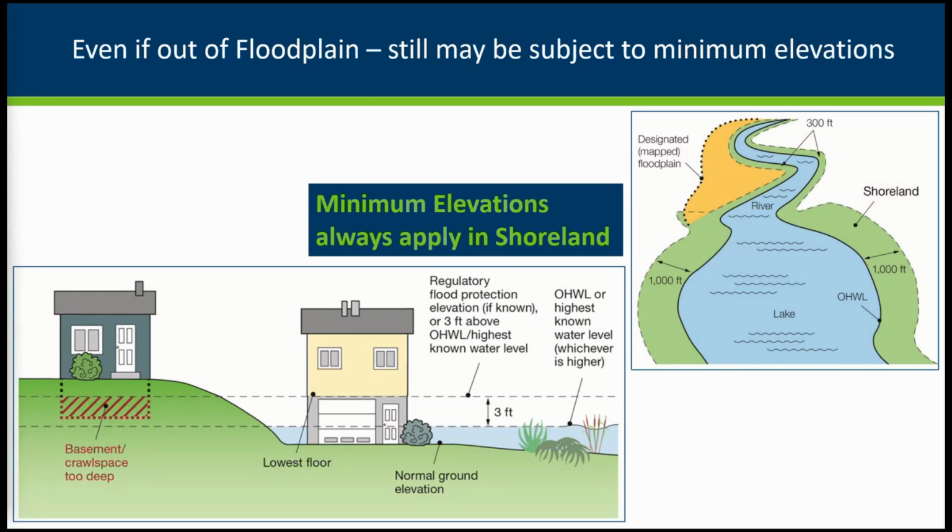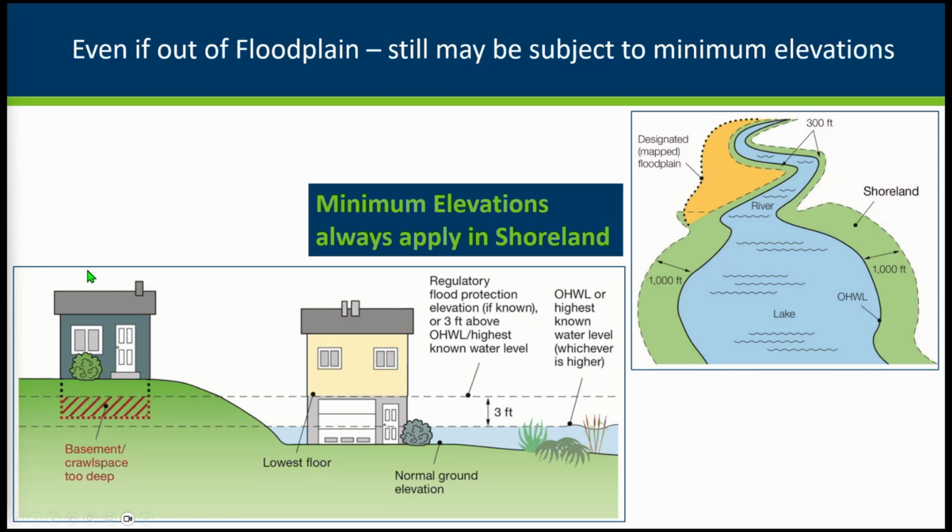And this is just a graphic showing those elevation requirements. Not only is it showing that regulatory flood protection elevation standard, but it's also showing what we refer to as the shoreline method of minimum elevations. So for those communities that have a shoreline ordinance, keep in mind that you have these not conflicting, but supporting standards out of your shoreline ordinance that require 3 feet above the ordinary high or highest known water level.